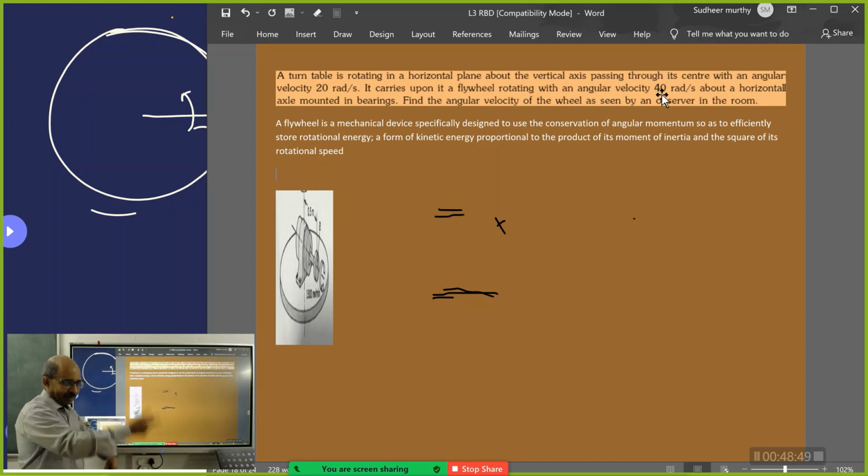You pedal 10 times and stop pedaling, but the cycle keeps moving, no? Yes, sir. So this flywheel continues to rotate. Right? Yes, sir. Now here try to understand.